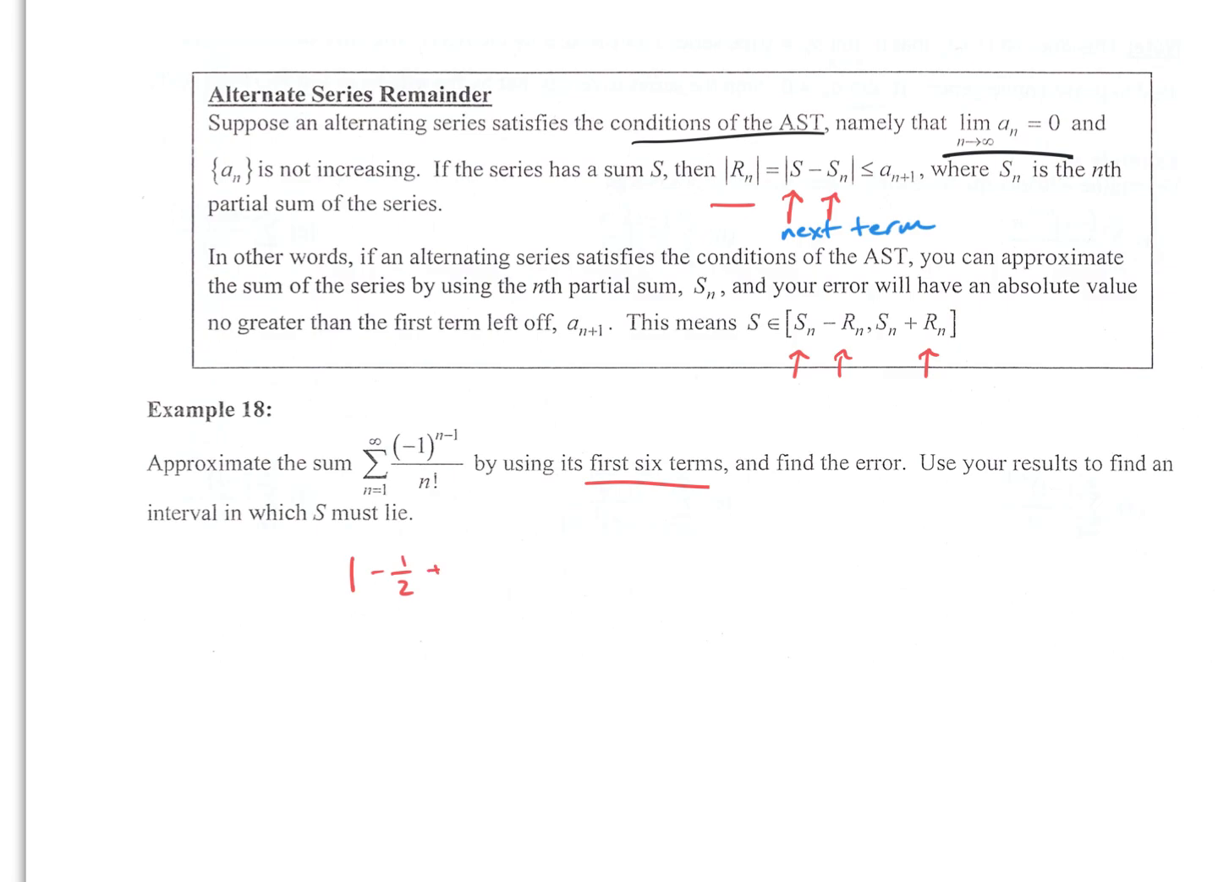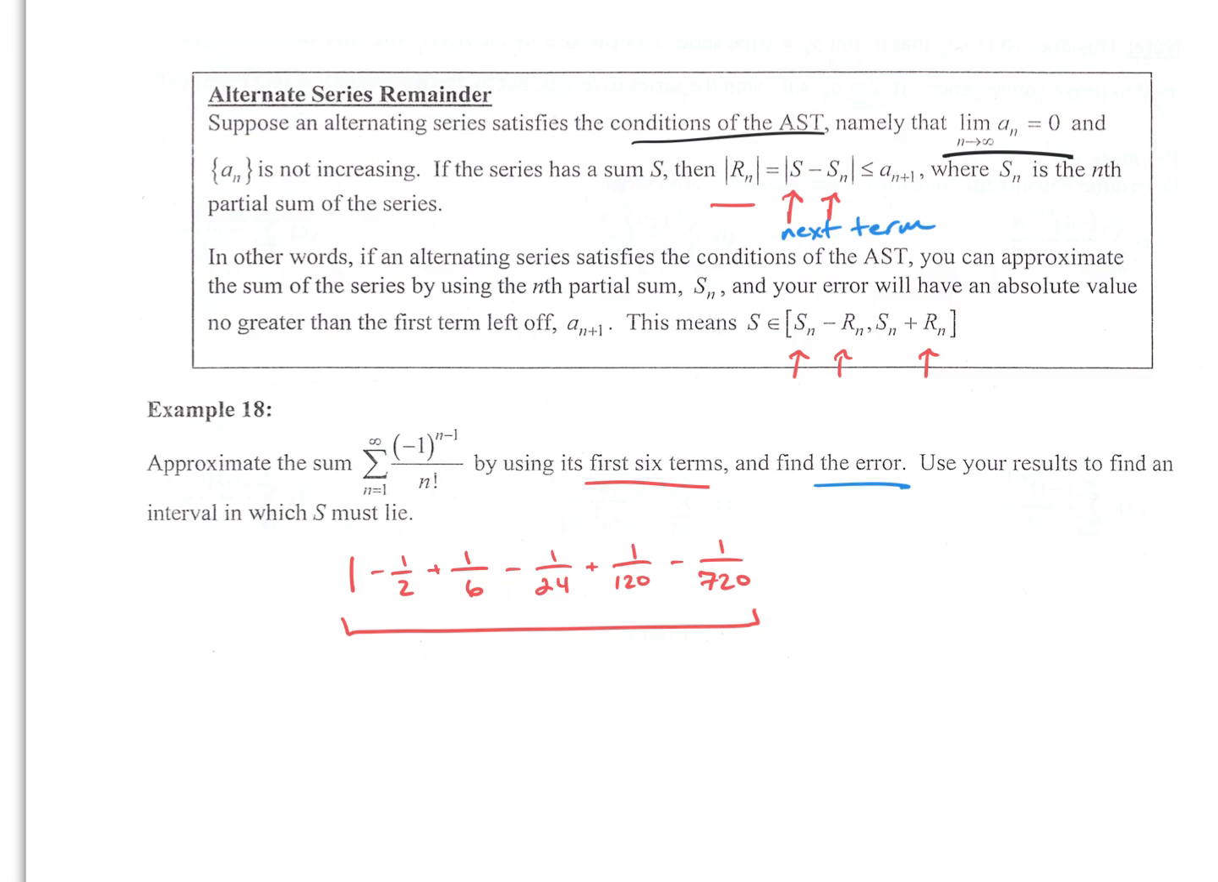So then what's my third term? Now I'm going to have plus 1 over, what's 3 factorial? 6. Minus 1 over 4 factorial, which is 24. And then plus 1 over 120, that's 5 factorial. And then what's 6 factorial? Minus 1 over 720. Now, that's the first 6 terms, okay? And so that's what I'm trying to find, the sum of that.